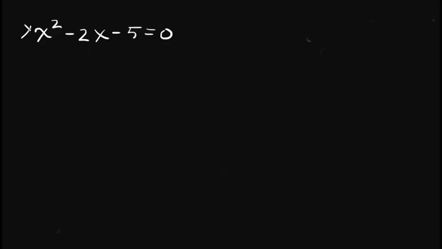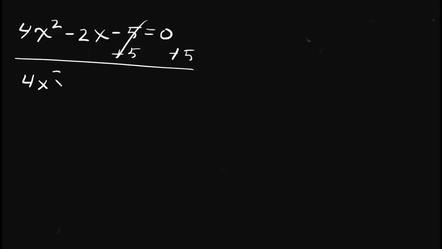But supposing we had instead 4x squared minus 2x minus 5 equals 0. Completing the square won't work if we try to apply it when the equation is in this form. We're going to have to get rid of that coefficient on the x squared. So first, let's move everything which doesn't have an x in it to the other side of the equation. Let's add a 5 to both sides. So these two cancel out, and now we have 4x squared minus 2x is equal to 5.